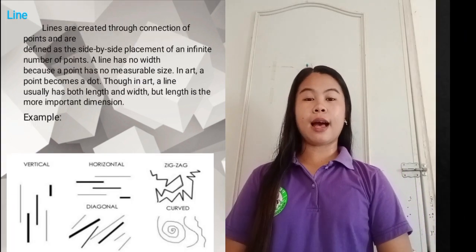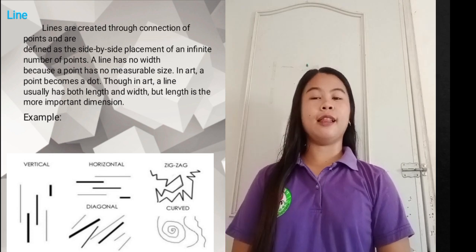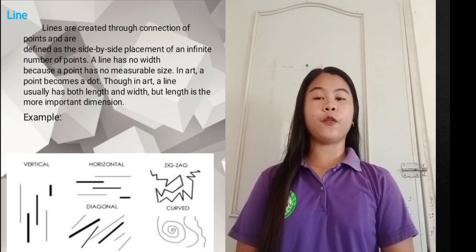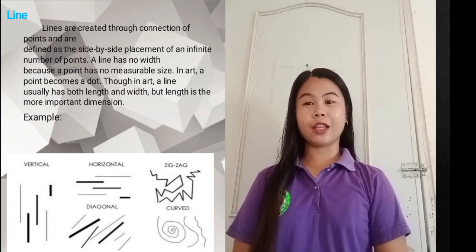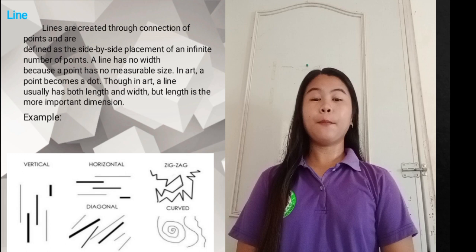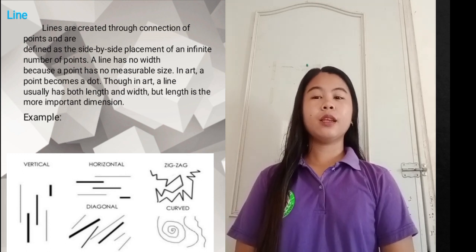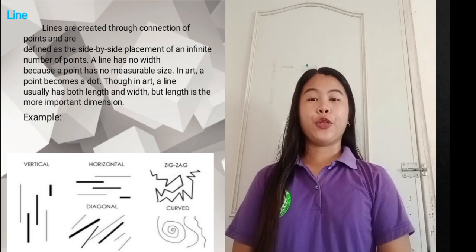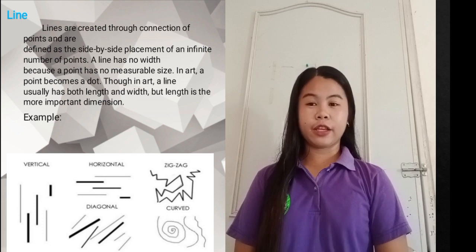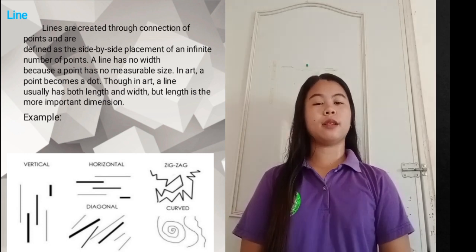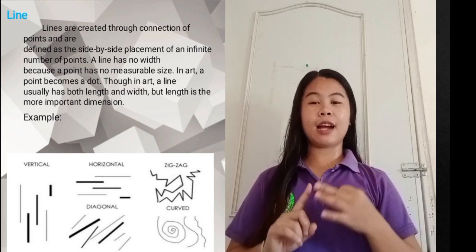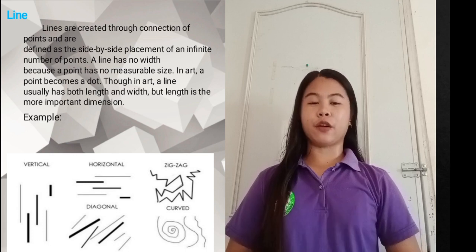First, let us discuss the first element of art, which is lines. Lines are created through connections of points and are defined as the side-by-side placement of an infinite number of points. A line has no width because a point has no measurable size. In art, a point becomes a dot. Though in art, a line usually has both length and width, but length is the more important dimension. Examples of lines are vertical, horizontal, diagonal, zigzag, and curved.